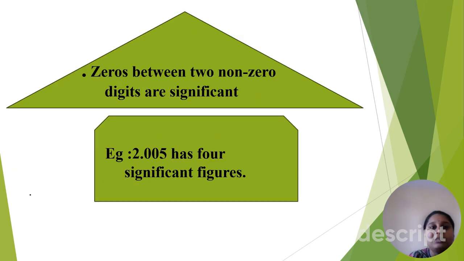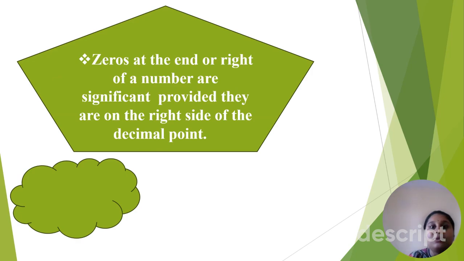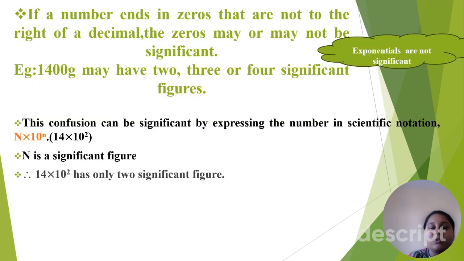Zeros between two non-zero digits: before the digits it is not significant, but in between the digits it is significant. So 2.005 has 4 significant figures. Zeros at the end or right of a number are significant provided they are on the right side of the decimal point. So if they are on the right side of the decimal point, they are also significant figures. If a number ends in zeros that are not to the right of a decimal, the zeros may or may not be significant.